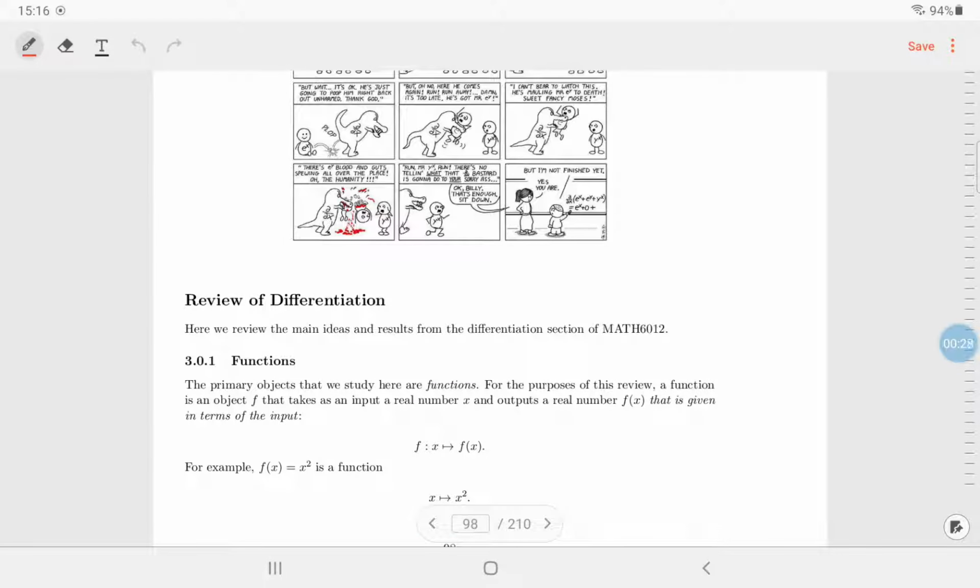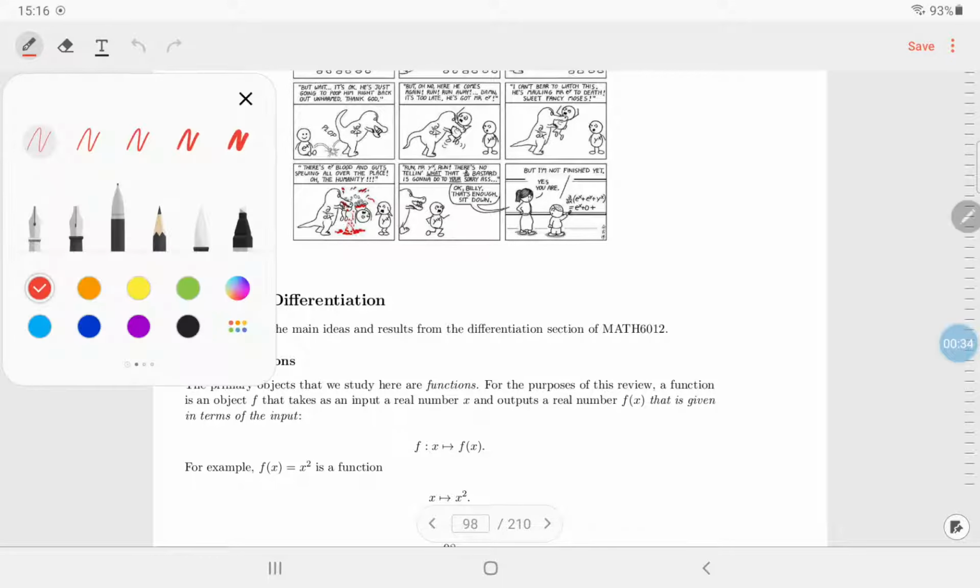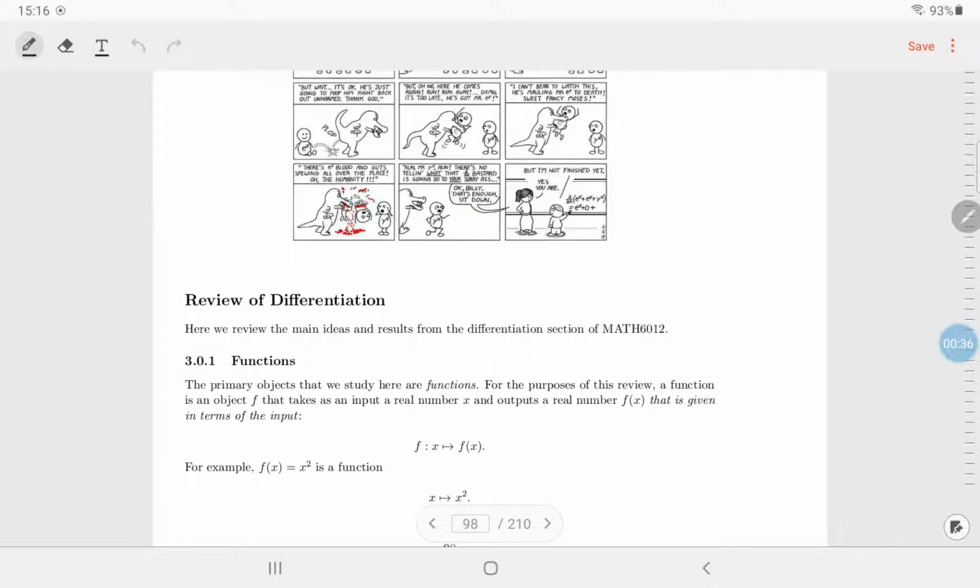So we'll just do a quick review of some differentiation from Maths 6012, very quick. The primary thing that you did study in Maths 6012 is functions of a single real number variable. A function is something where you give it an input, it produces an output. The functions we're interested in at the moment, you give them a number and they spit out another number.